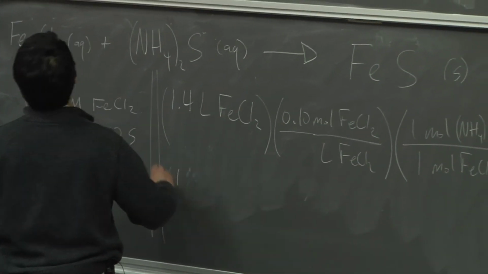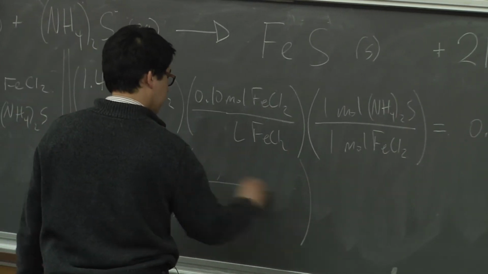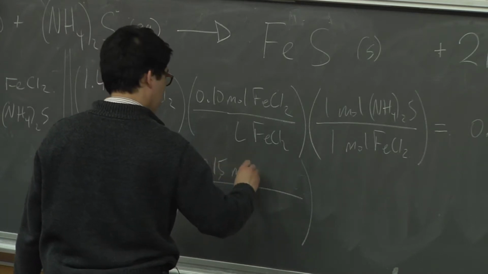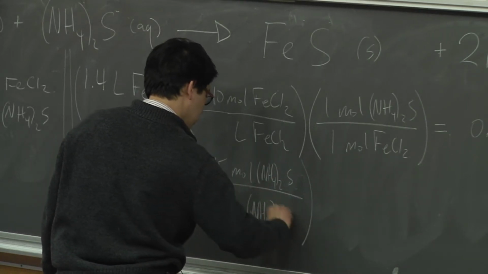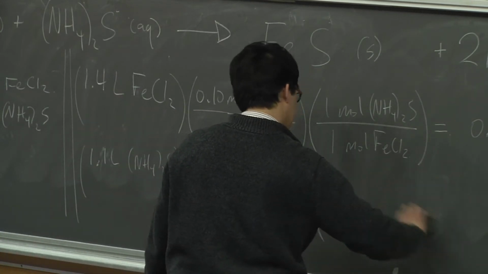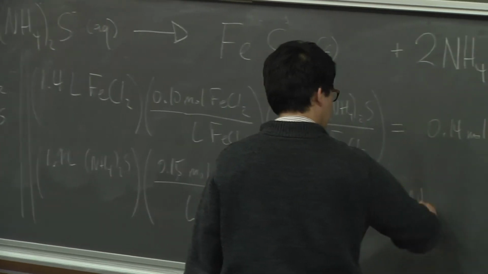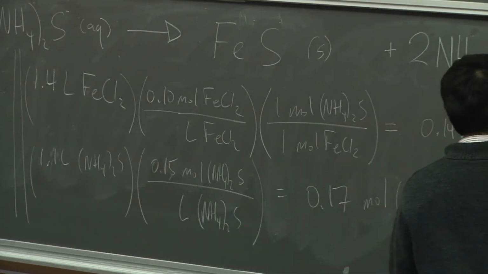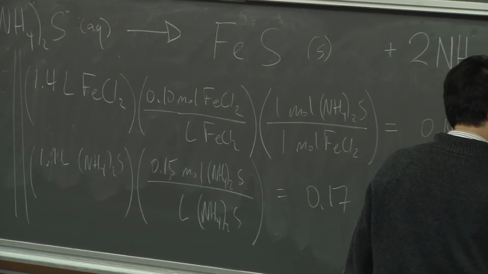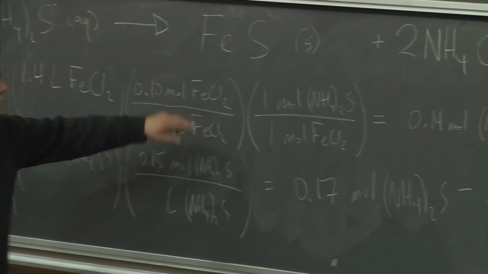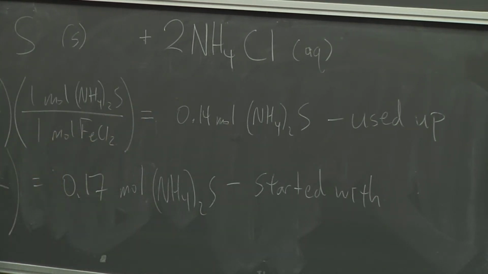So we can do that, right? 1.1 liters of (NH4)2S, 0.15 moles of (NH4)2S per liter of (NH4)2S. And then that's it. And that gives me 0.17 moles of (NH4)2S. This is used up, and this is started with. This is the hams that I started with. This is the hams that I had to use up to make sandwiches with this much bread.